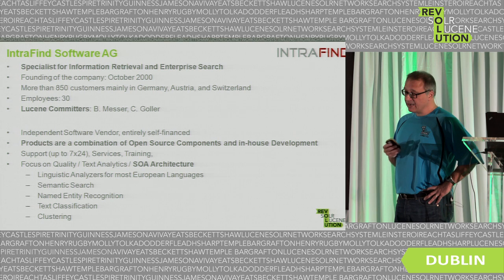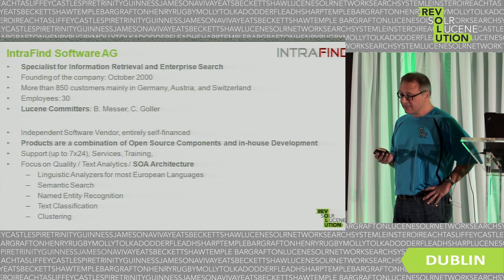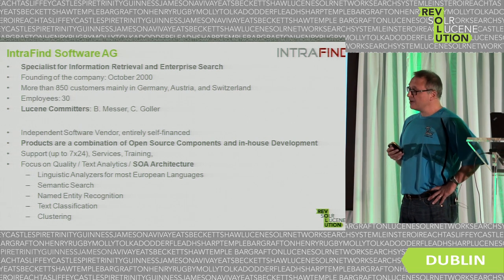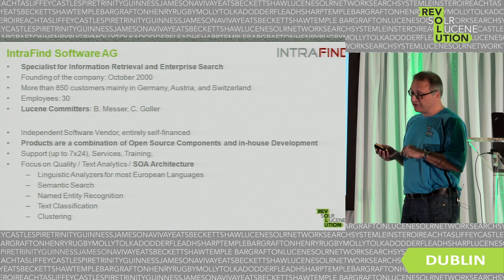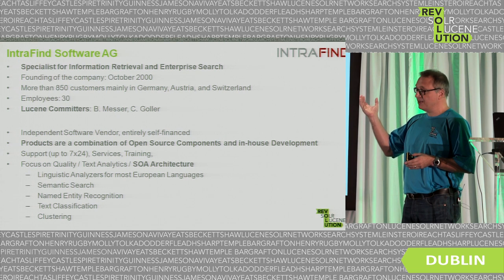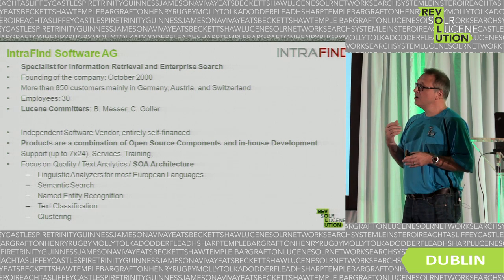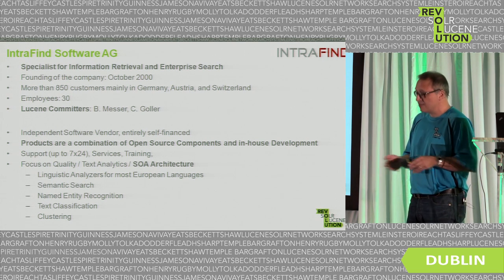In the field of information retrieval or enterprise search, we specialize on quality, that is improving the search quality with text analytics like linguistic analyzers, semantic search, named entity recognition, text classification, so technologies like this. We have also switched our products to a service-oriented architecture in the meanwhile. Everything is services in our products, from the connectors to different source systems which contain documents, to converting services, text analytics services, and of course Solr or Elasticsearch as search behind that.